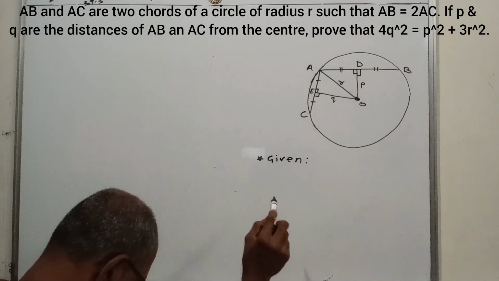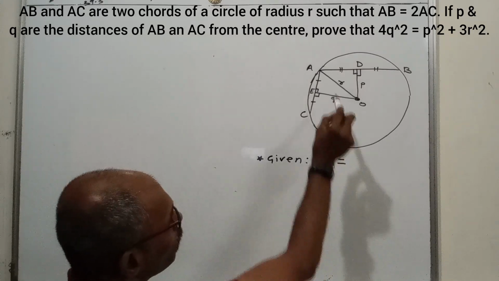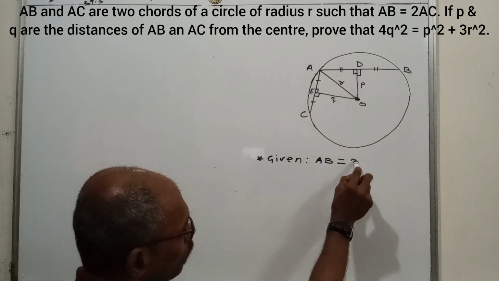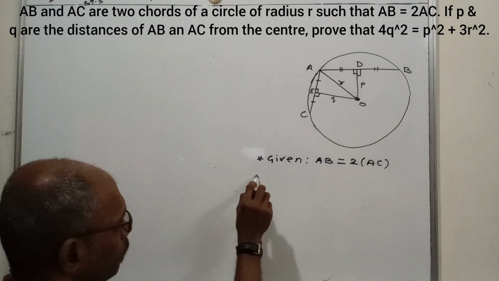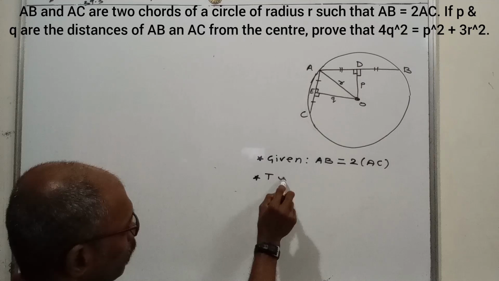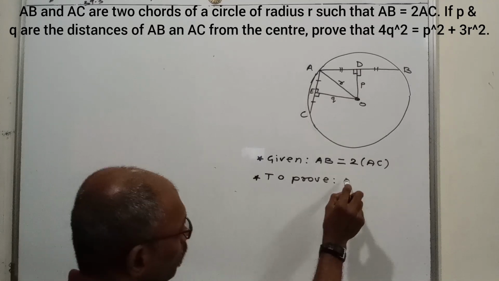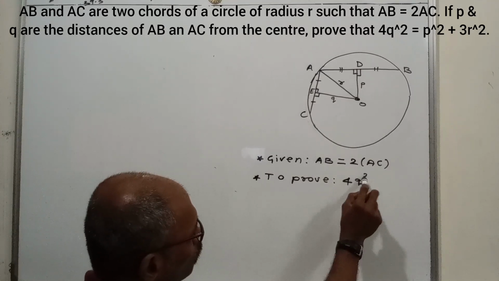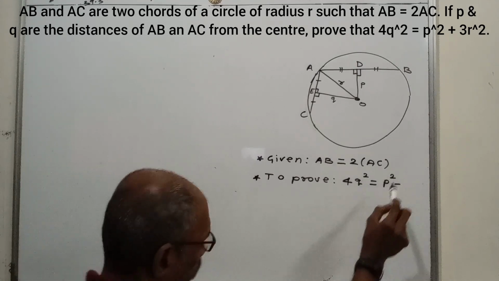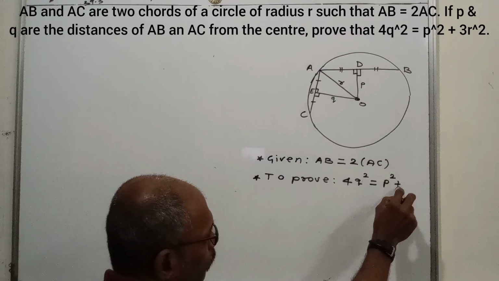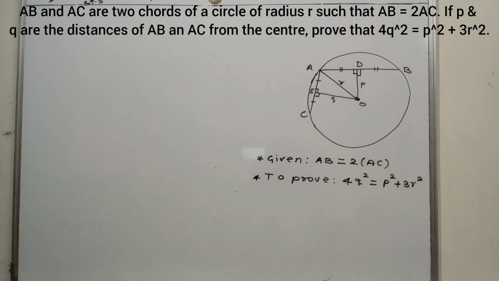First we write what is given. Chord AB is 2 times chord AC. This is given. Then, what is to prove? 4Q square is equal to P square plus 3R square. This is our to prove.